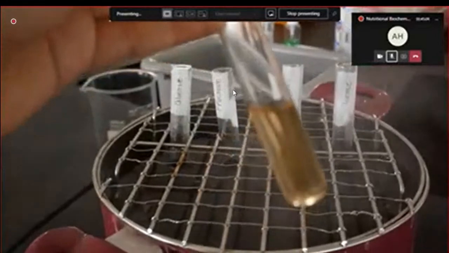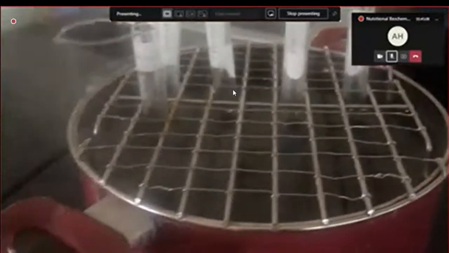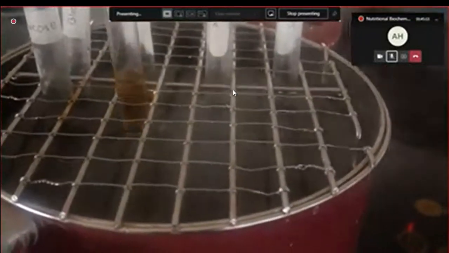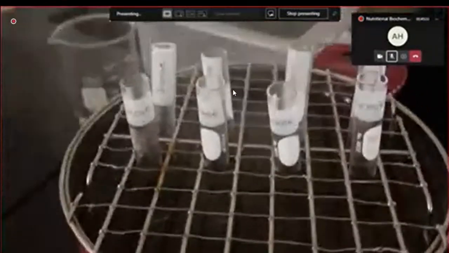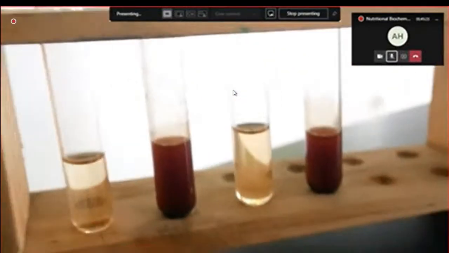After that, immerse the solutions in a boiling water bath. Observe the color changes during the first 10 minutes of boiling. And here are the results after taking out the test tubes from the boiling water bath.